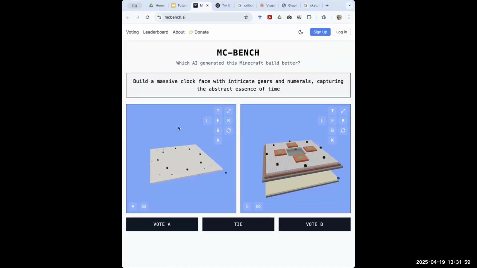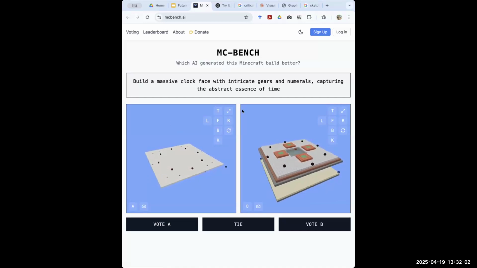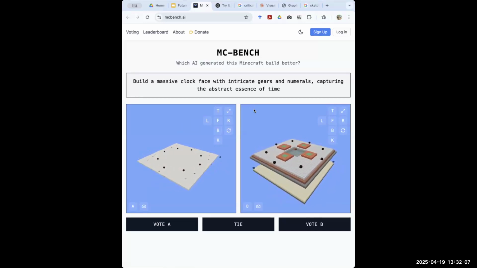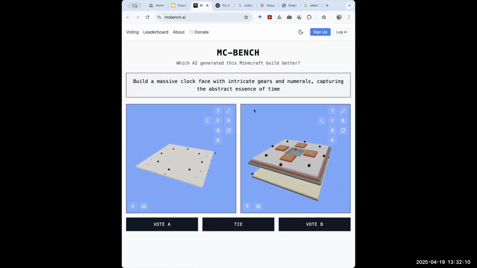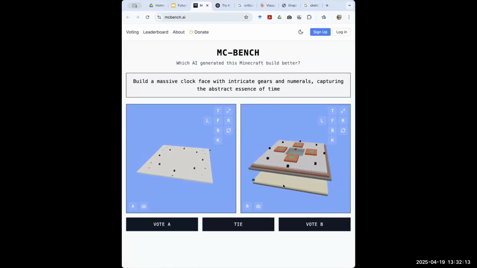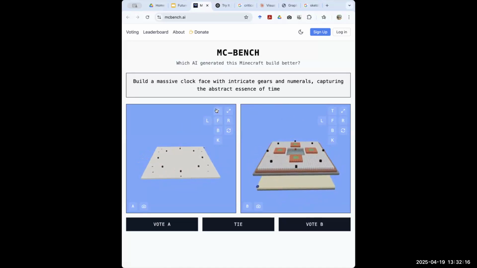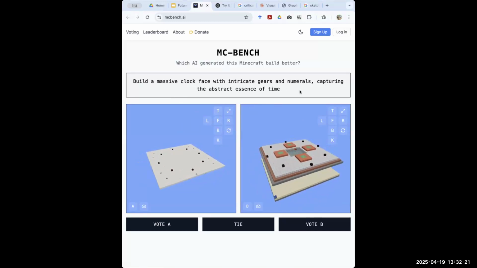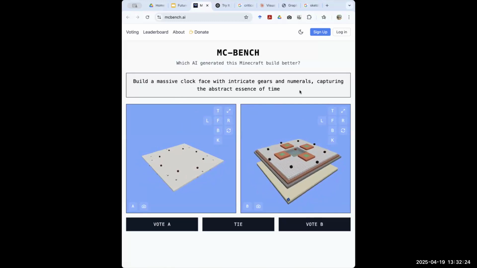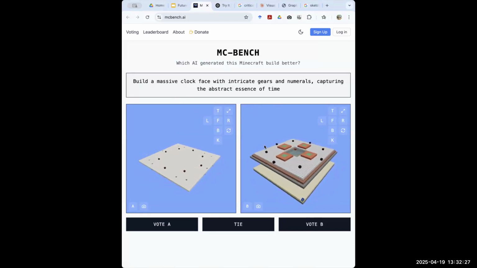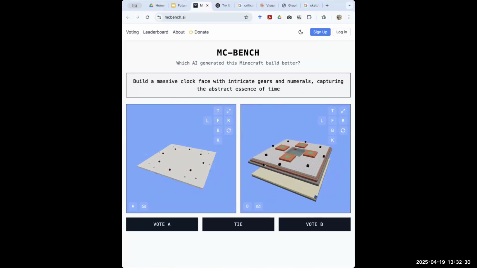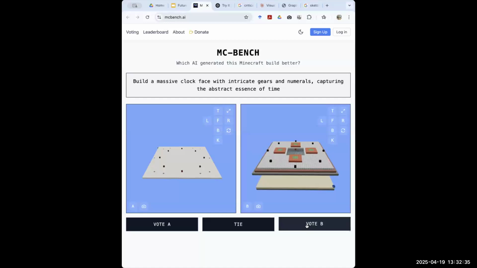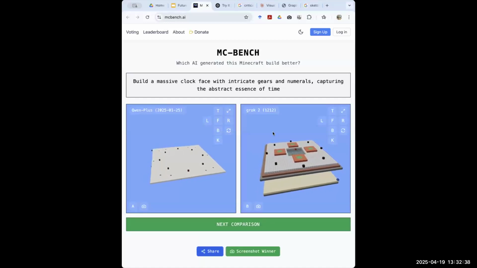But what this does is give a prompt to different models, and the different models will try to generate some representation of it in Minecraft using whatever is available. So let's take a look at this one. It says, a massive clock surface with intricate gears and numerals capturing the abstract essence of time. This is a very complex task. The thing on the left, I'm not sure that's a clock. I'm gonna vote B here, or someone might think A is better.